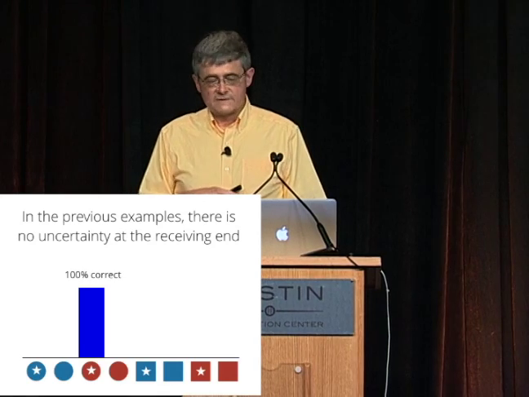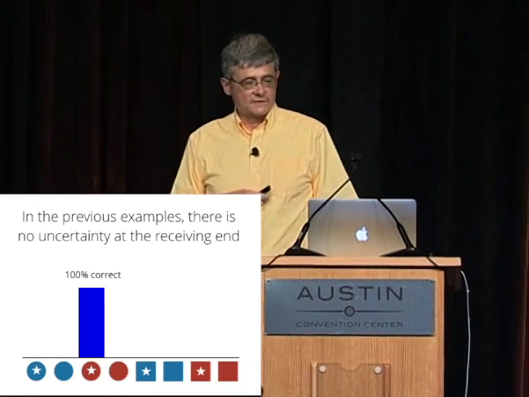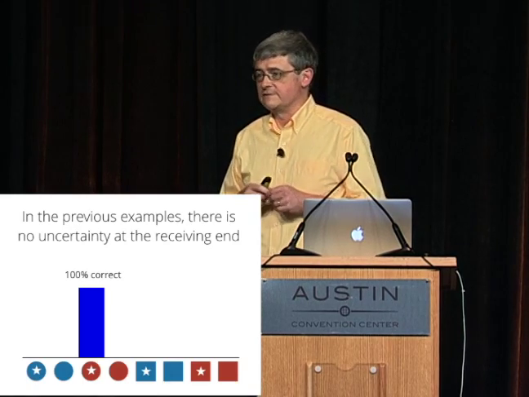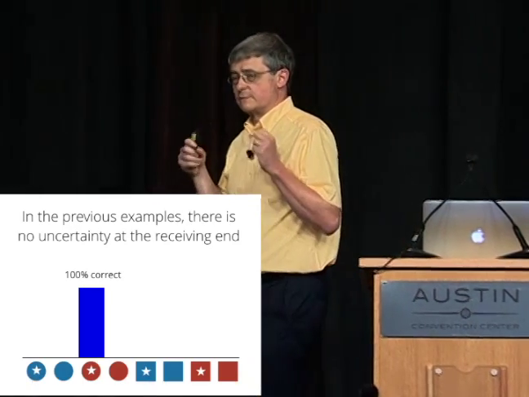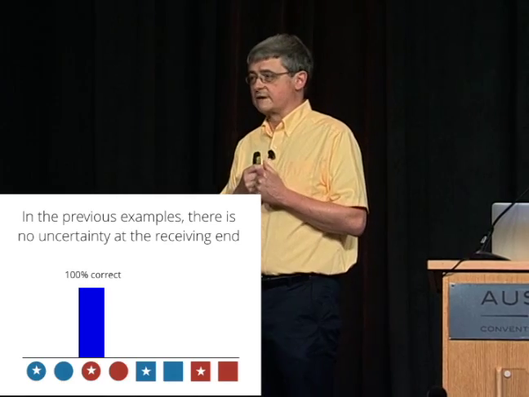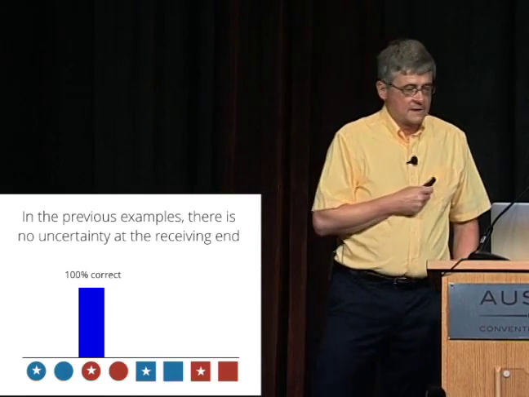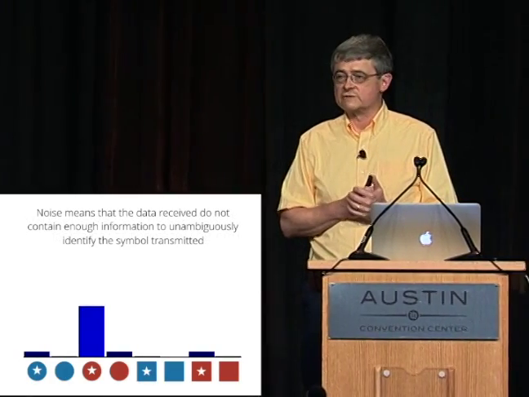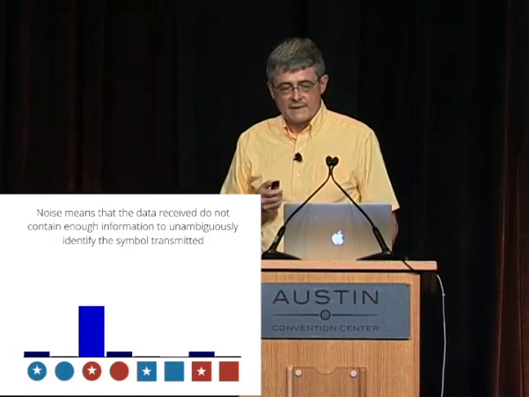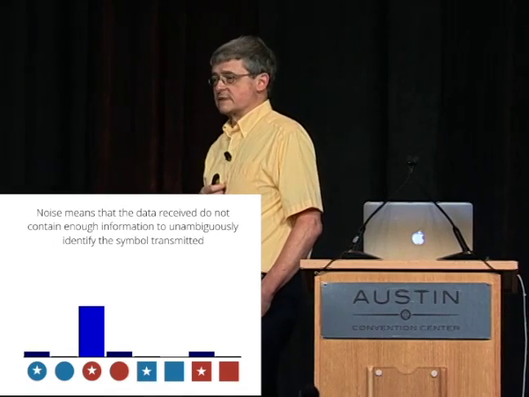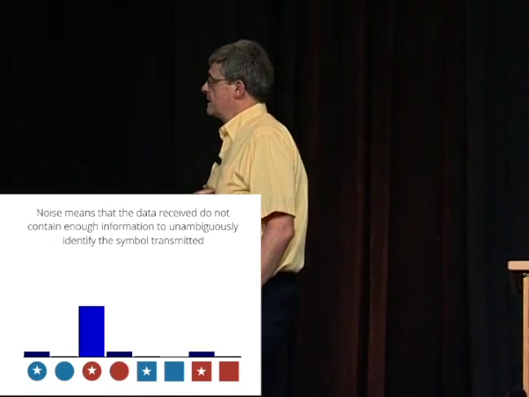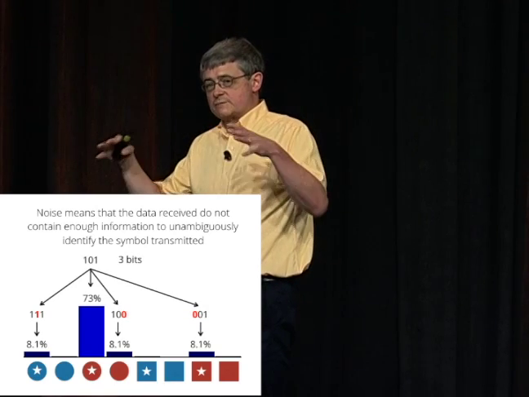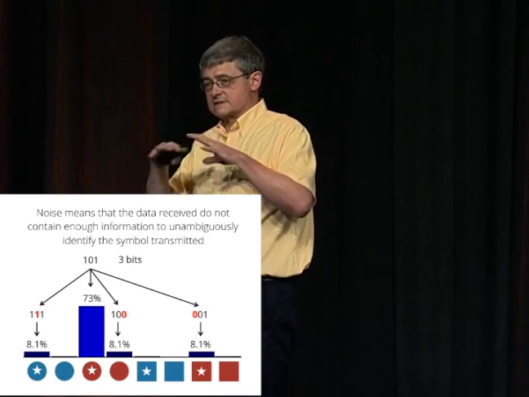In the previous examples, there has been no noise in the system. There's no uncertainty at the receiving end. If we get those 3 binary digits, then we can just translate those and figure out exactly which symbol was sent to us. But if there's noise in the system, then that means that there's some erosion in the amount of information. So the 3 binary digits does not necessarily represent 3 bits of information anymore. And you can tell how much erosion has occurred by looking at the entropy of the distribution at the end of the process, at the receiving end.